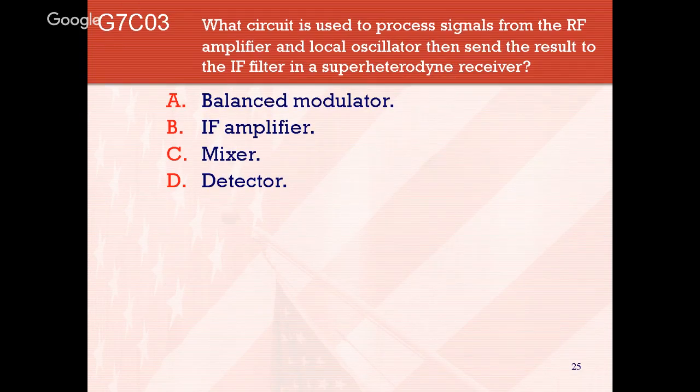The circuit used to process signals from the RF amplifier and local oscillator then send the result to the IF filter in a separate superheterodyne receiver. Again, this is taking a local oscillator and putting it with this RF signal and doing a mixing process, which is called the mixer, C.